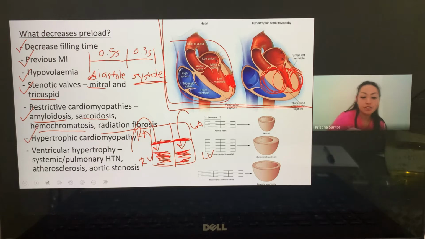The last one is ventricular hypertrophy. So ventricular hypertrophy can happen because of hypertension or aortic stenosis. It's the same principle. The ventricles need to get bigger because they need to overcome a higher resistance. So let's take systemic hypertension, for example. If we have high pressure in the arterial system, the left ventricle has to work hard to push blood against that high pressure system. So to accommodate this increase in pressure in the systemic circulation, it becomes bigger.